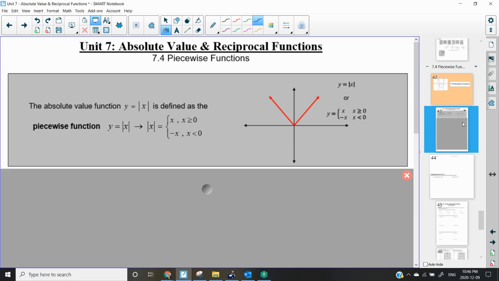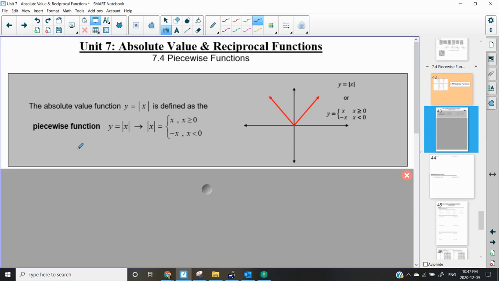So first of all, we're going to take a look at our definition. We're told that the absolute value function y equals absolute value of x is defined as the piecewise function where the absolute value of x is x when x is greater than or equal to 0, and negative x when x is less than 0. Essentially, even though it looks like one continuous graph, it's actually made up of two separate components or pieces that have been put together to make that function.